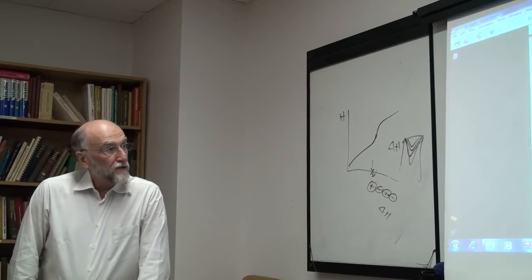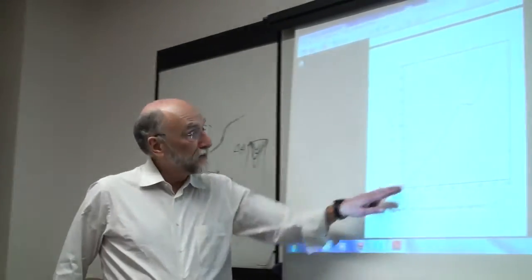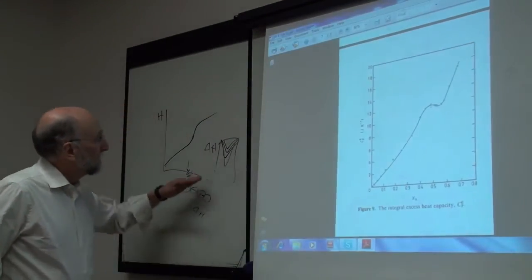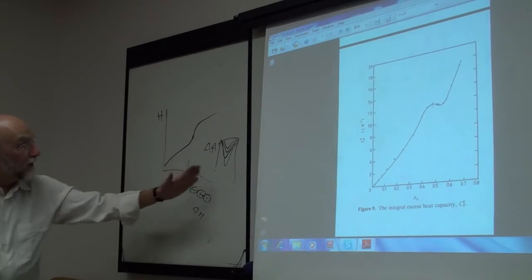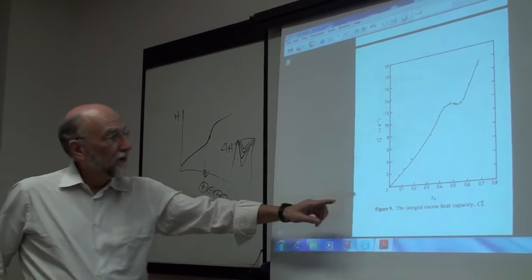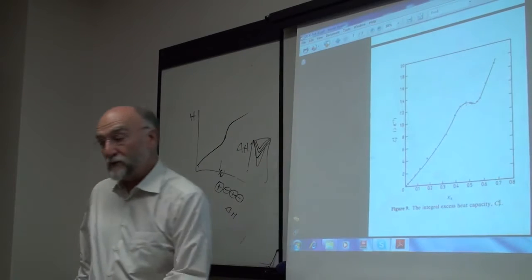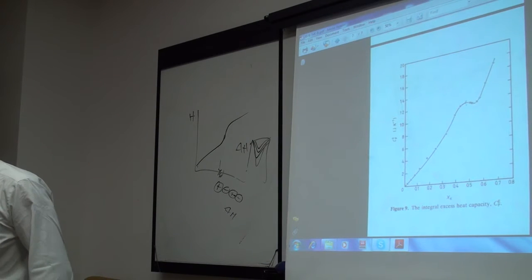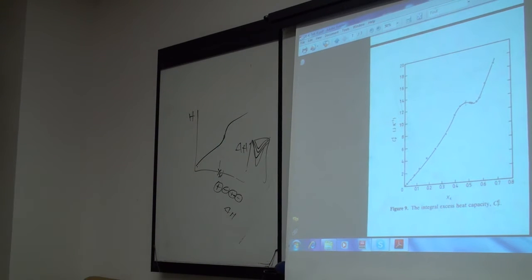Okay, so this is your excess heat capacity, and it's positive everywhere, because there's ordering everywhere across the entire system that you're breaking up, but the ordering is maximum at 50%, so that's where you get the maximum excess heat capacity. Okay, any questions about this?